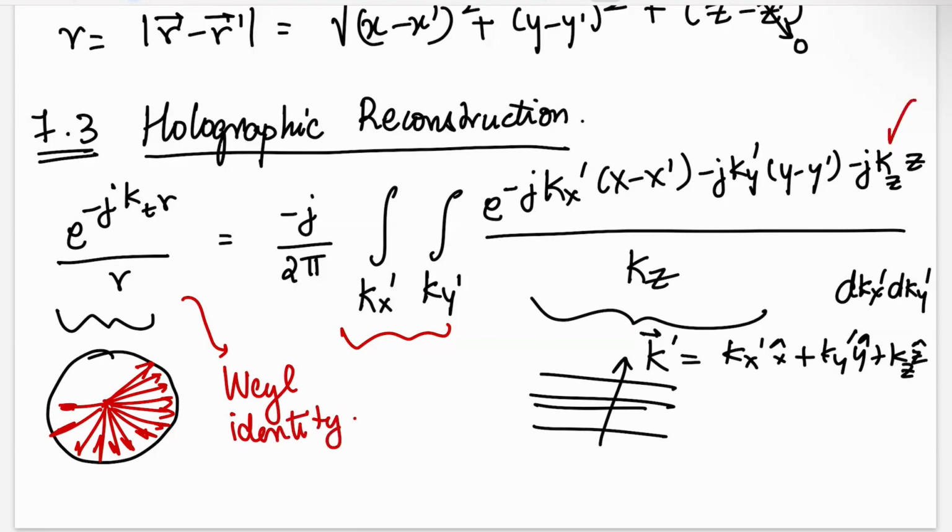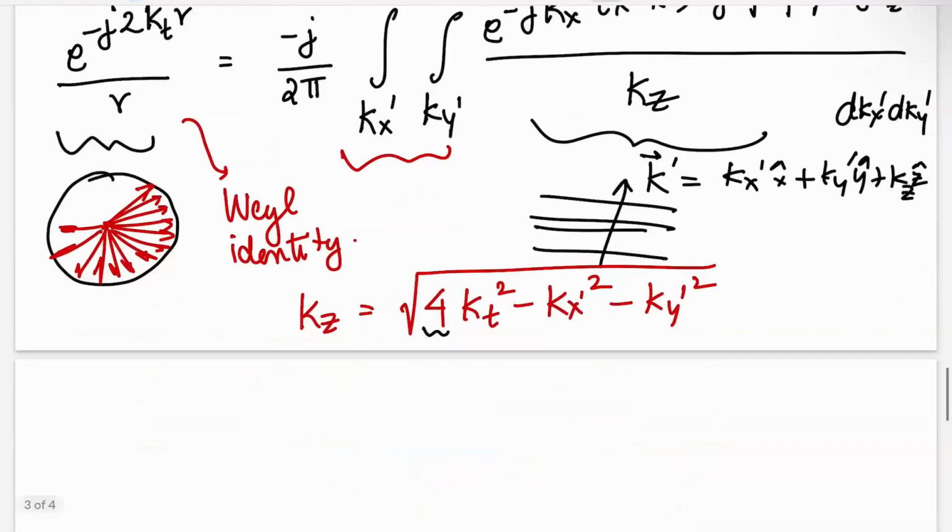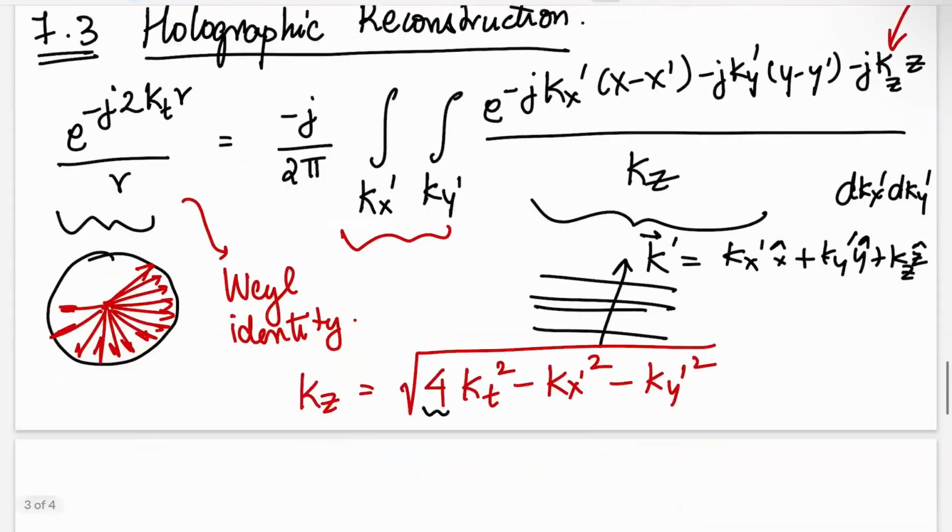And on the right-hand side, we haven't defined what this kz is. The Weyl identity itself defines it as kz equal to the square root of 4 kt squared minus kx prime squared minus ky prime squared. The factor of 4 actually comes from the 2 here. So I should say e to the minus j 2 kt r. Since in our case we have 2 kt r, that's why I'm using 2. If it was just kt r, then this factor of 4 would not be there. Okay. So we have this identity.